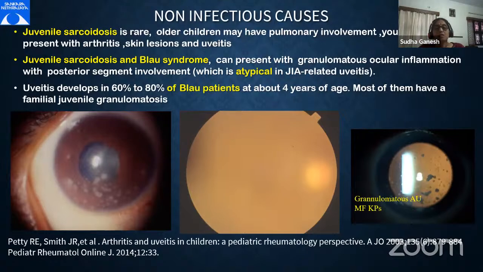Uveitis develops in 60 to 80% of patients with Blau at about 4 years of age, and a family history reveals that most of them will have a familial juvenile granulomatosis. These are some of the pictures of a granulomatous panuveitis.